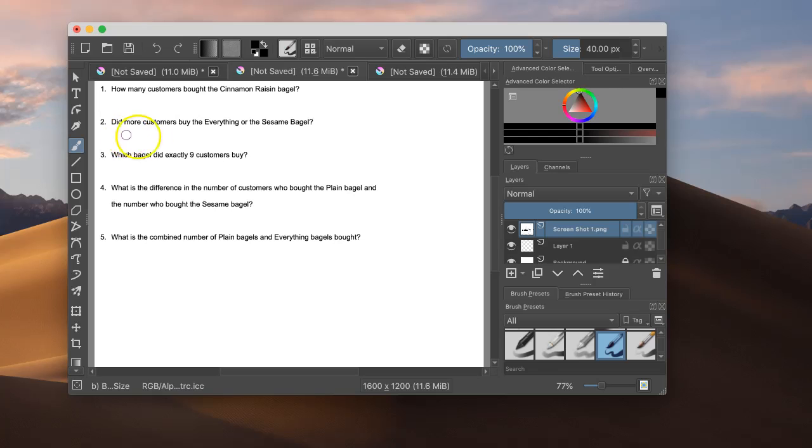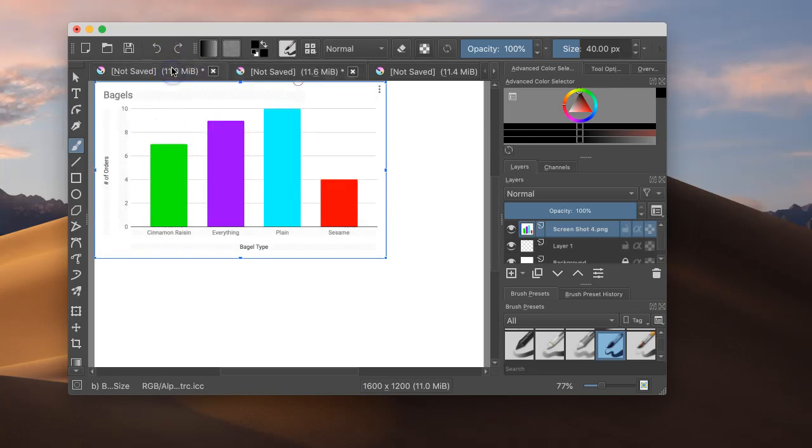For the second question, did more customers buy the everything or the sesame? So if I go back to my bar chart, now I'm looking at two bars, the everything and the sesame. So I think we can agree that the everything bar is higher than the sesame bar, and so therefore which customers bought more, the everything or the sesame? It's definitely the everything.